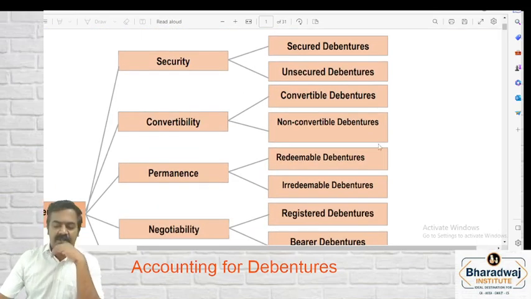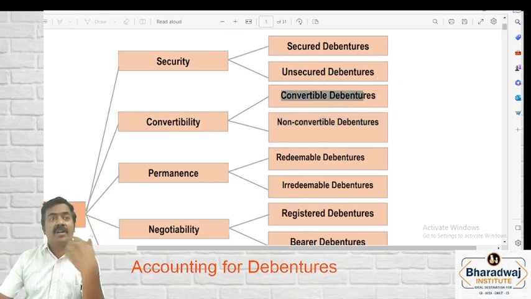Non-convertible debenture means, if it is a non-convertible debenture, what will happen? Money will be repaid in cash. With a convertible debenture, you can convert, or you can get it in cash also.